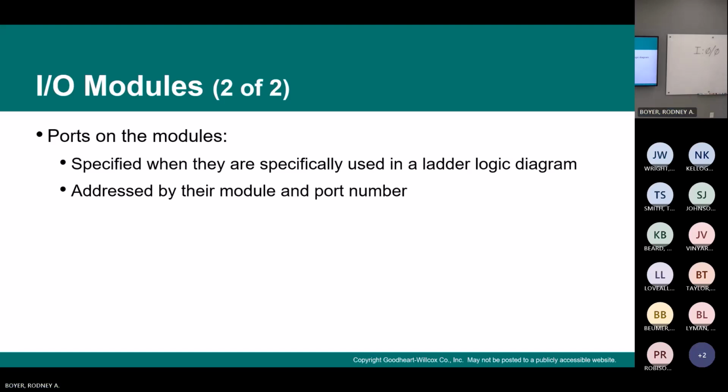The base unit on these MicroLogix 1400s has 20 discrete inputs. So it starts at 0, goes all the way up to 19. And then on the outputs, it would be O:0. You only have 0 through 11 on the outputs on these.